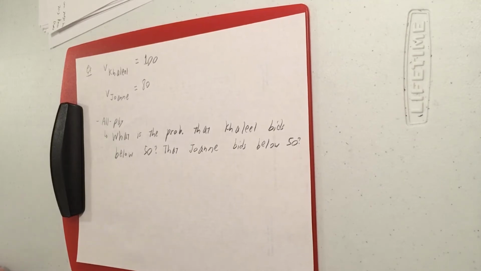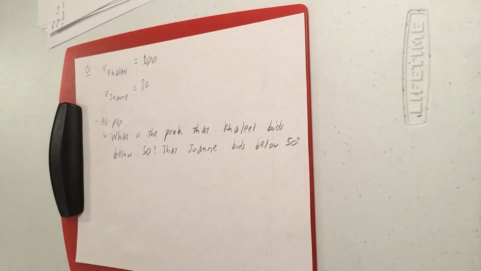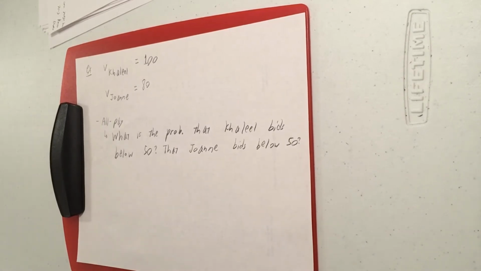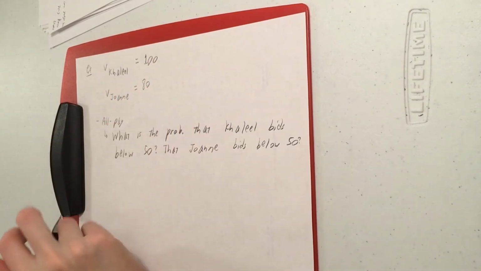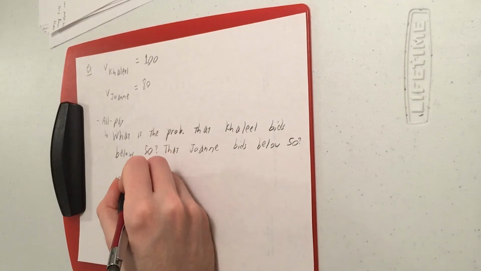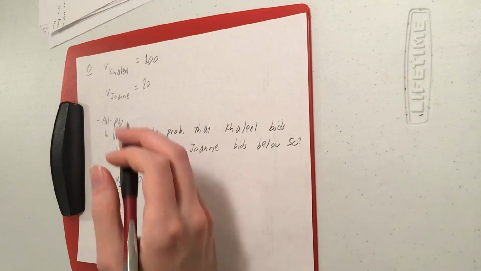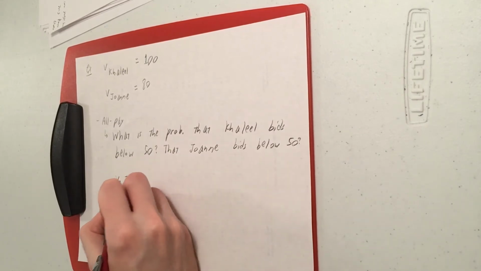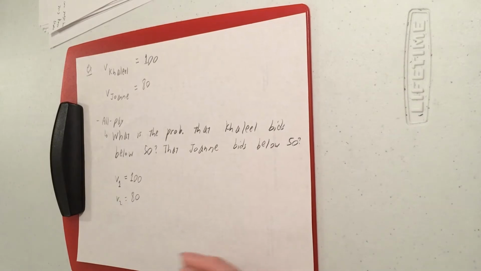So in our previous episode, we had V1 and V2, and we assumed that V1 is always bigger than V2. I said that assumption was harmless. That's because you can always define V1 and V2 in such a way that it's true. So Khalil's got the bigger value here, so I'll define that to be V1. So I'll call Khalil bidder 1, and Joanne is bidder 2. So if I assign it that way, then the assumption V1 greater than V2 holds true.